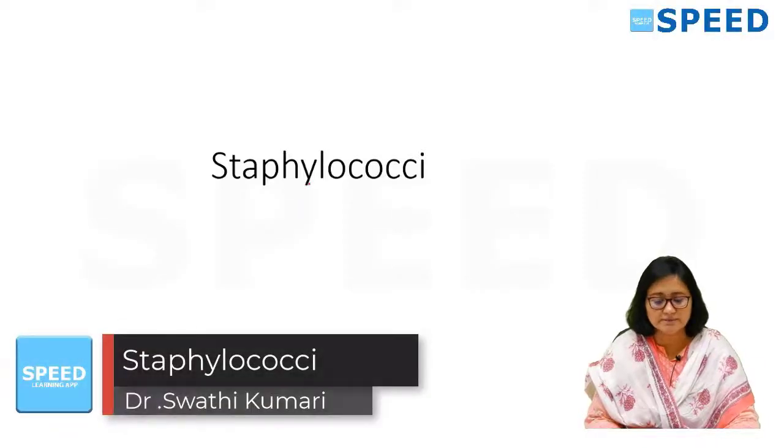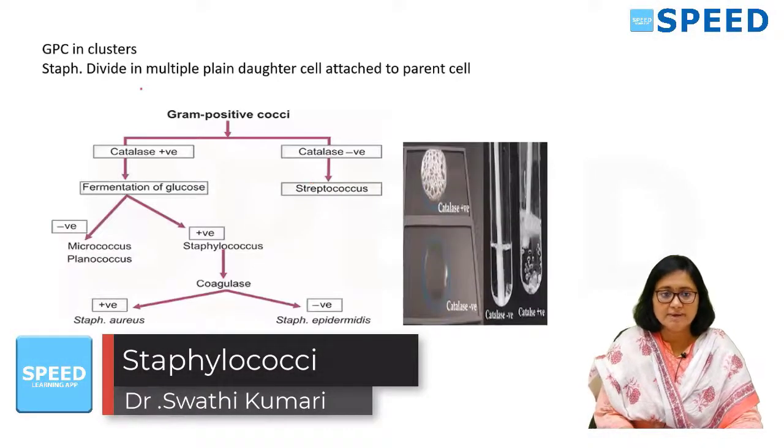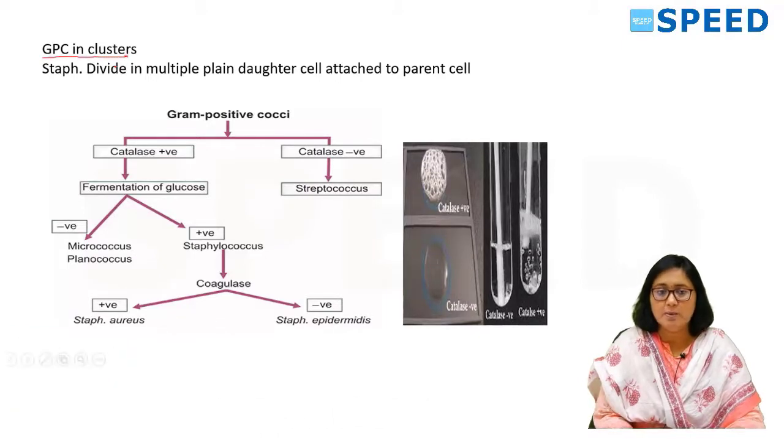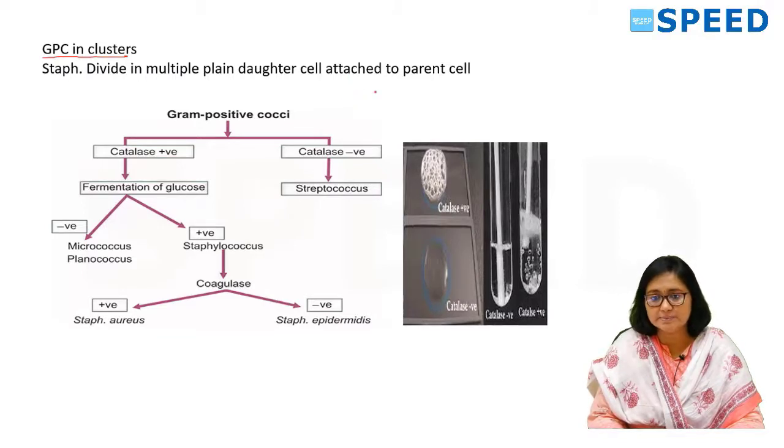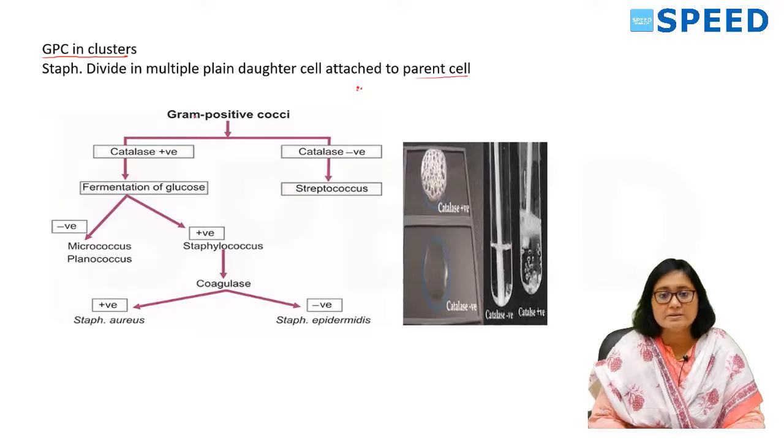We'll discuss Staphylococcus. Staphylococcus is gram-positive cocci in cluster. Why do we say them in cluster? Because the daughter cells divide in multiple planes and they are unable to separate from the parent cell. So we see them in clusters. So you see gram-positive cocci in cluster.